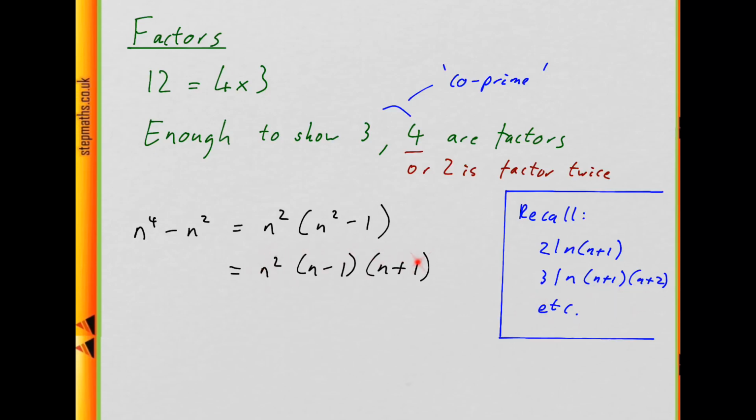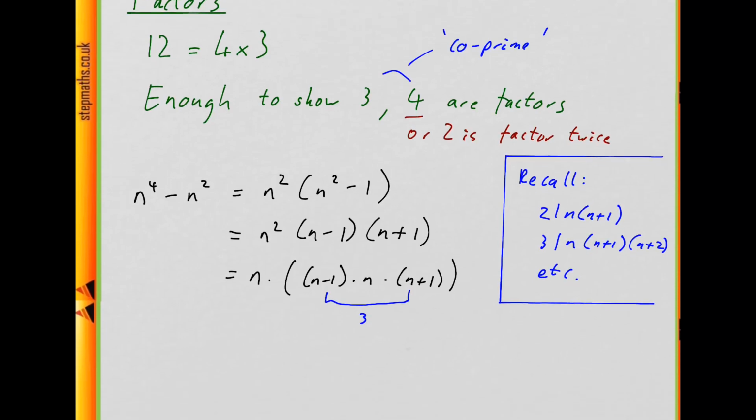Well, we don't have 4 consecutive numbers here, so we can't jump straight to 4 being a factor. But we can get 3 consecutive numbers. If I take out just one factor of n and then rearrange the other 3 factors from here, we get n minus 1 times n times n plus 1. That's 3 consecutive numbers, so 3 is going to go in.